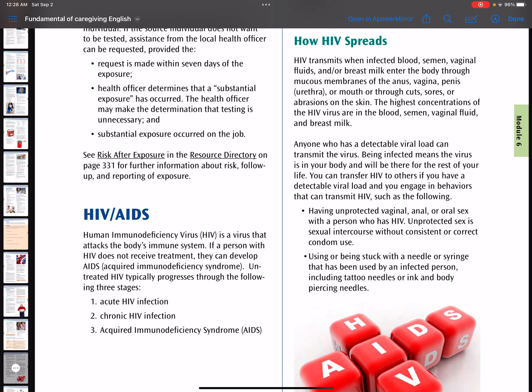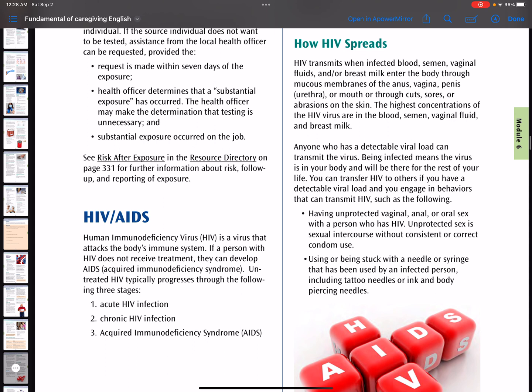How is HIV spread? I'm sure everybody knows. When infected blood, semen, vaginal fluids, or breast milk enter the body through mucous membranes of the anus, vagina, penis, or mouth, or through cuts, sores, or abrasions on the skin, that's the way they get in. It seems like the highest concentrations of HIV are in the blood, semen, vaginal fluid, and breast milk.